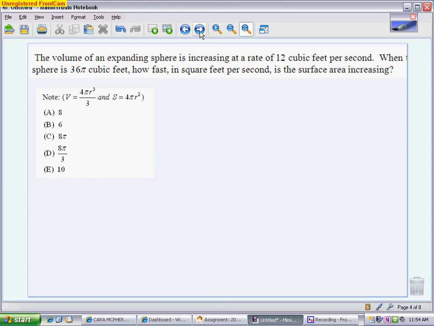So we have a sphere, and the sphere has a volume that is increasing at a particular rate. So this 12, if you want to give it a title, we would call that dV/dt because that is how the volume is changing over time. They tell us that when the sphere has a volume of 36 pi, so they're giving us that instant, we want to figure out how fast is the surface area increasing.